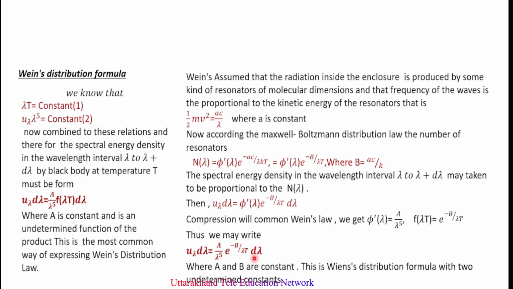This is the proof of the three laws of Wien: the displacement law, the fifth power law, and the Wien distribution law. Wien's distribution law is a very important law for black body radiation and gives a very good experimental result. But there is a limitation of Wien's distribution law, because it fails to explain the study of longer wavelengths.